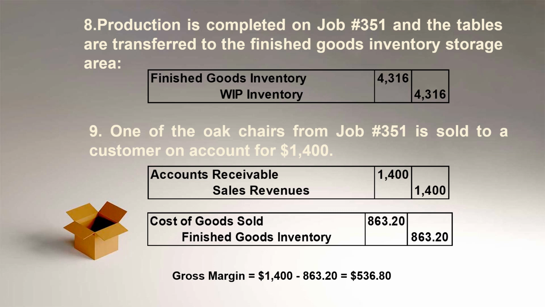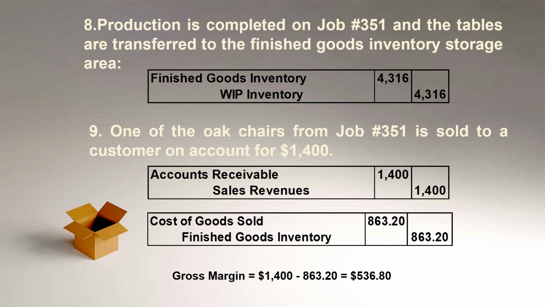But we will also credit finished goods inventory for 1 unit. Well, what was the cost of this 1 unit? Where do you figure that out? Where do you get that information? Because you've got to credit finished goods inventory and debit cost of goods sold for the cost of one of these tables. Where do you get that information? The job cost sheet, that job cost record.